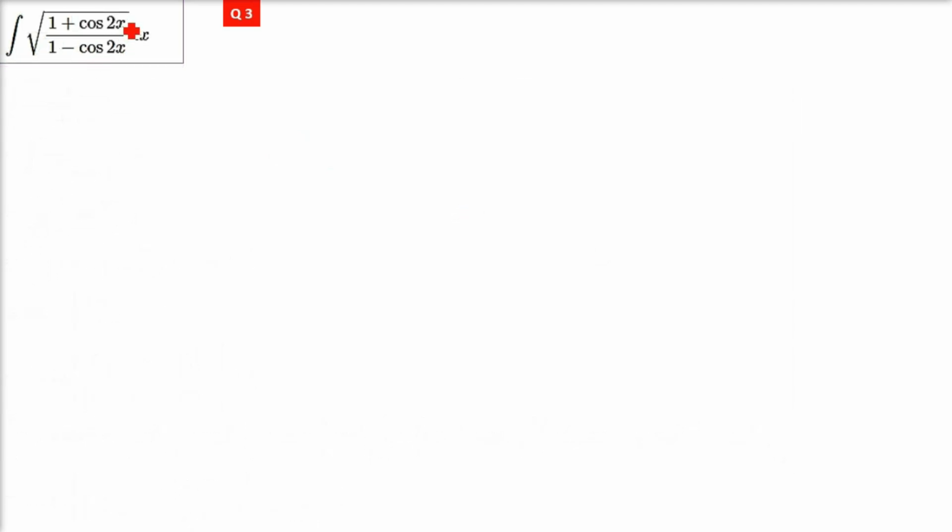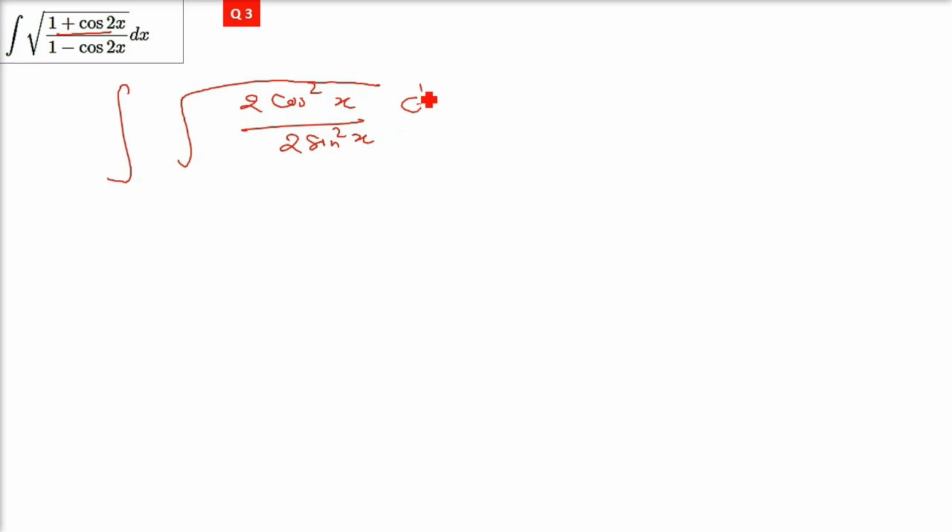1 plus cos 2x, 1 minus cos 2x, already done question. Let us write the formula directly. 1 plus cos 2x is simply 2 cos square x. 1 minus cos 2x is 2 sin square x. Since it is 2x, the angle will be x only. So 2 cos square x, 2 sin square x, inside an under root and integral.